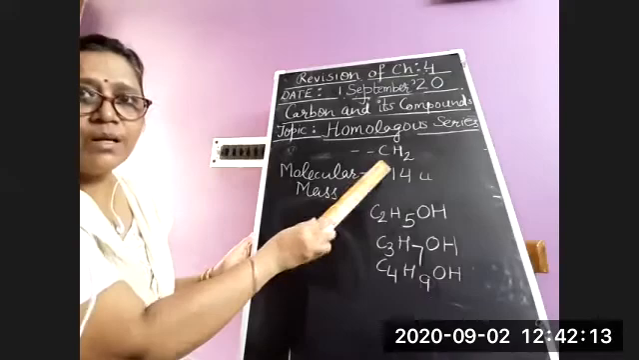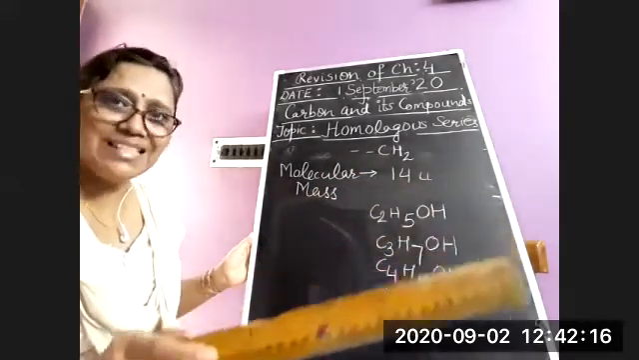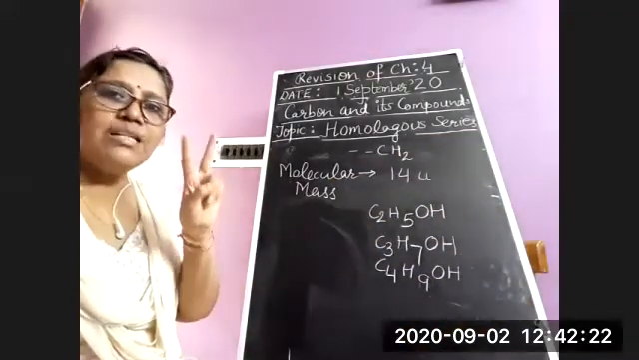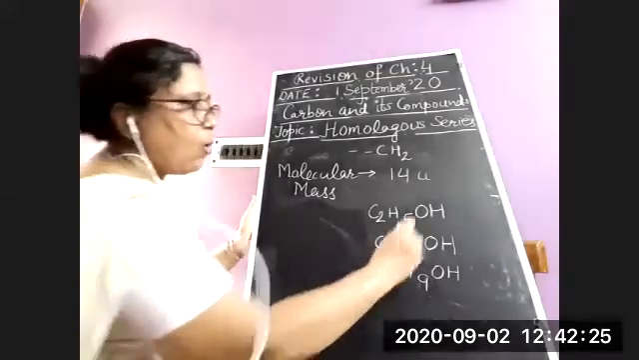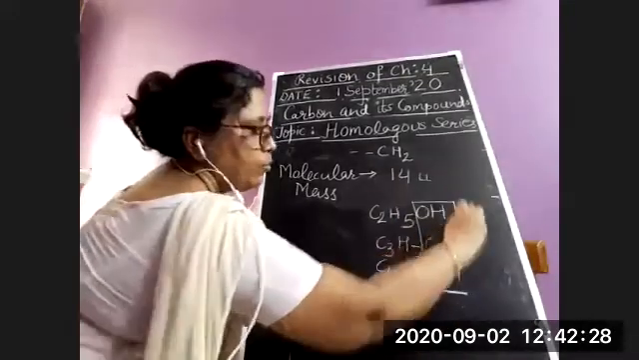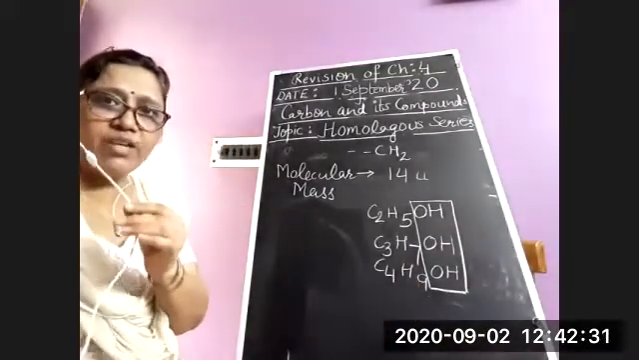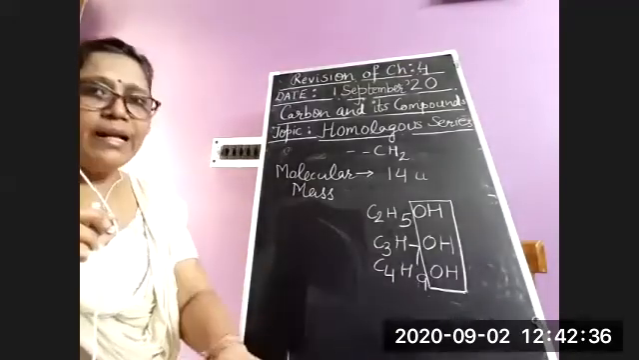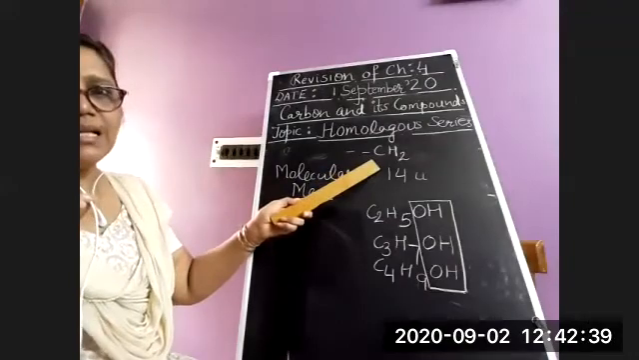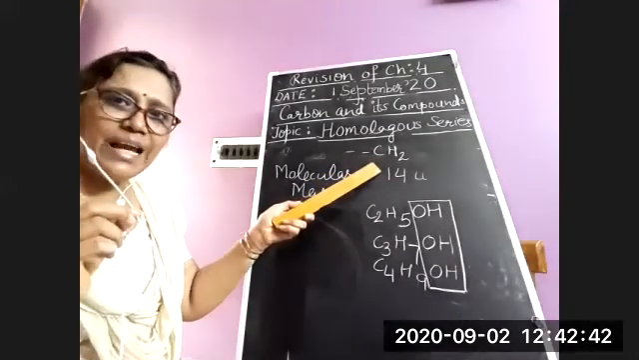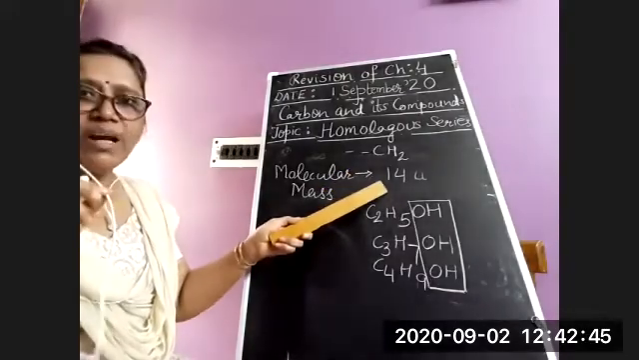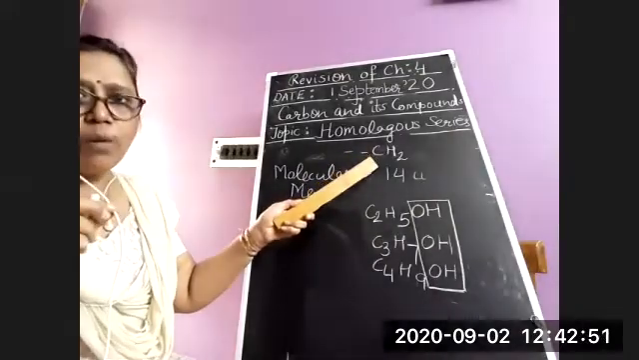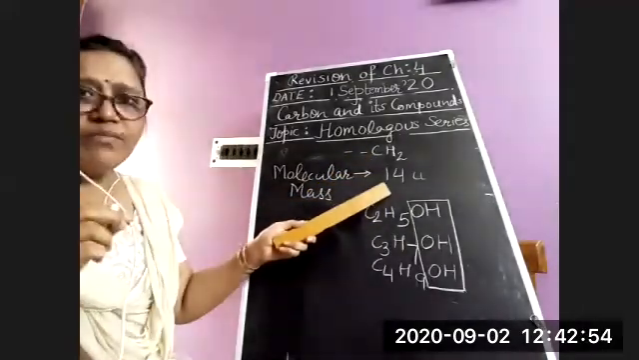If a question comes that identify the members of the homologous series from the given number of compounds, you have to see two things. One, they all should have the same functional group, as we have discussed in the definition, that homologous series members have the same functional group, and they have a difference in their molecular formula of CH2 and molecular mass by 14U. Is it clear? So if the difference in molecular formula is CH2, obviously the molecular mass difference will be 14U.